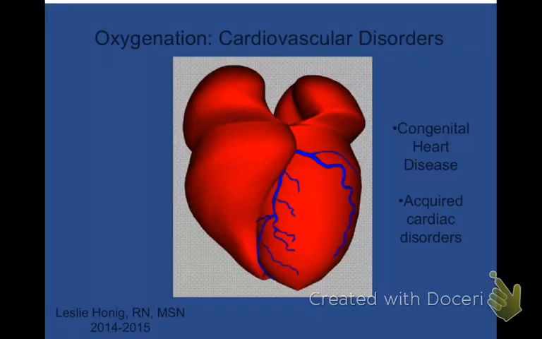So we're going to be talking about oxygenation and cardiovascular disorders. We're going to be talking about congenital heart disease, a lot about congenital heart disease, and then we're going to be talking about a few acquired cardiac disorders.